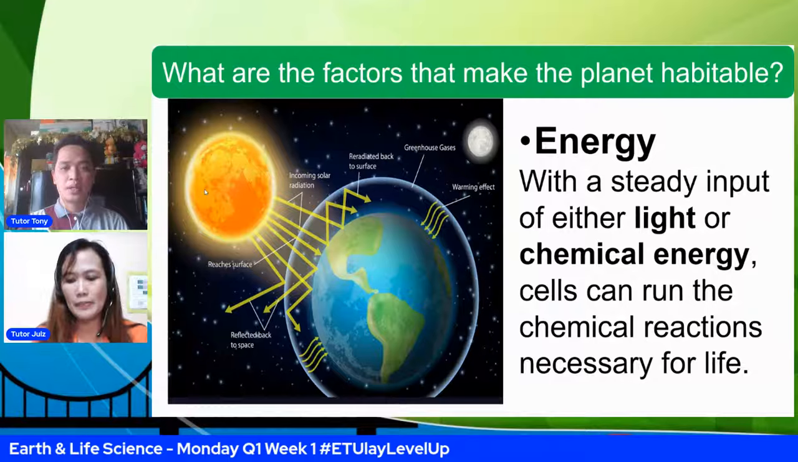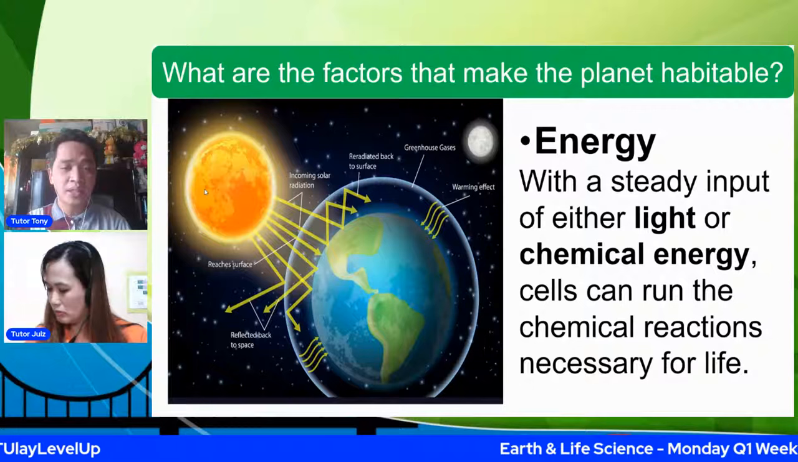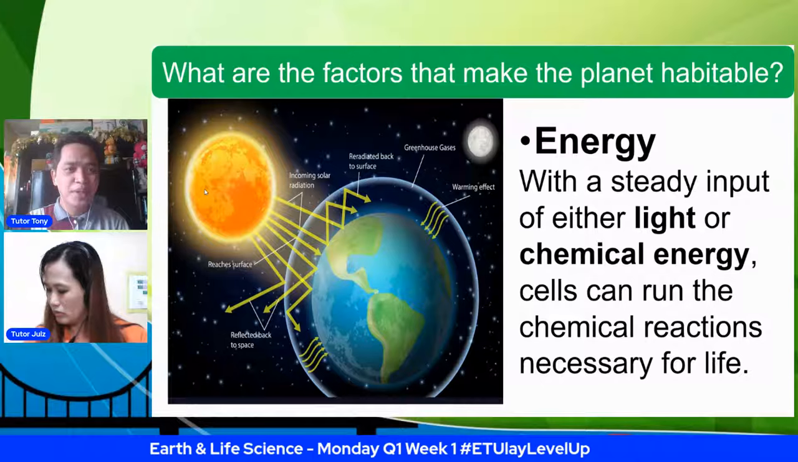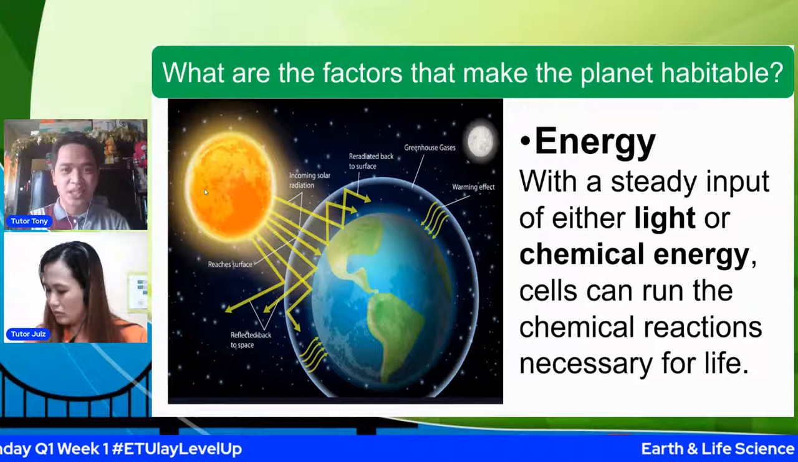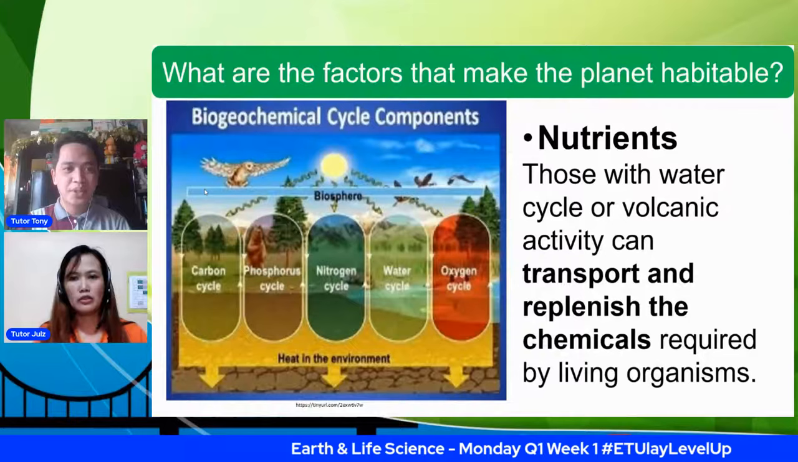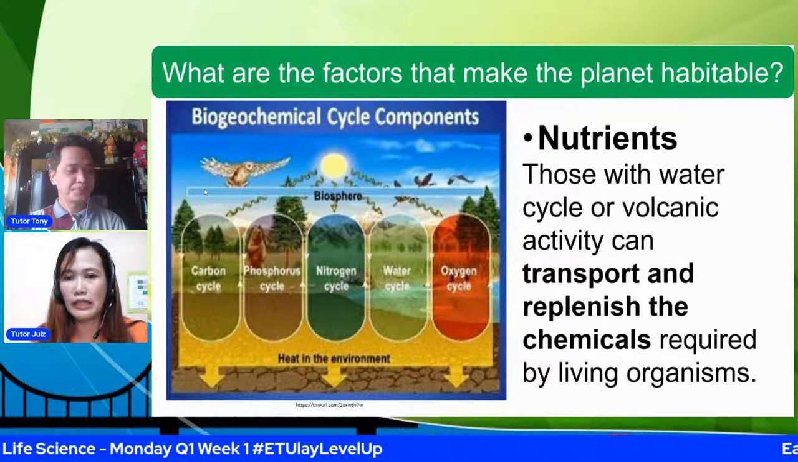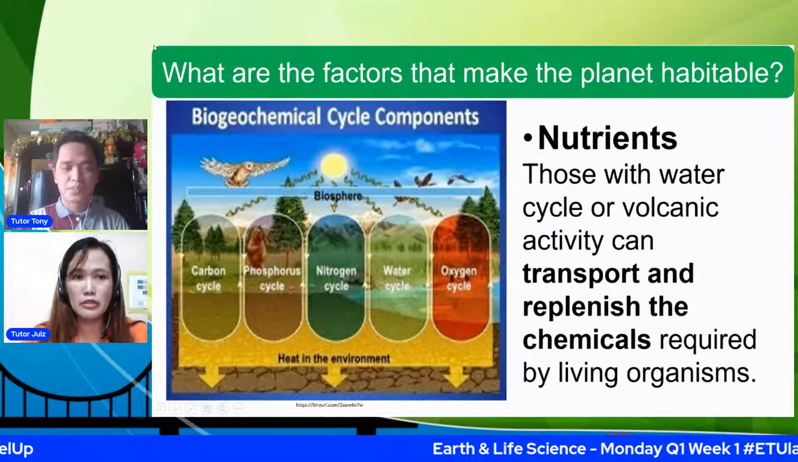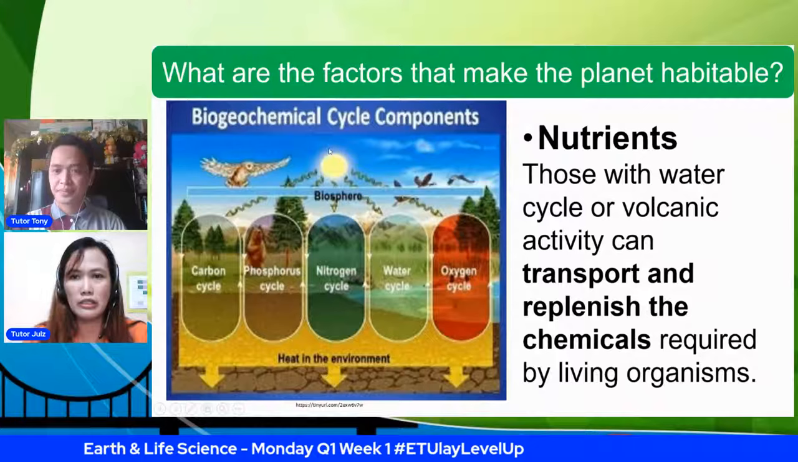So the light energy is being converted into chemical energy by different forms, especially ang ating mga plants. Kaway-kaway sa ating mga plantito and plantitas right there. Kailangan ng energy. Do we still have another factor, ma'am? So aside from temperature and atmosphere, next we have the nutrients. Those with the water cycle and volcanic activity can transport and replenish the chemicals required by living organisms. So this factor makes the planet habitable.